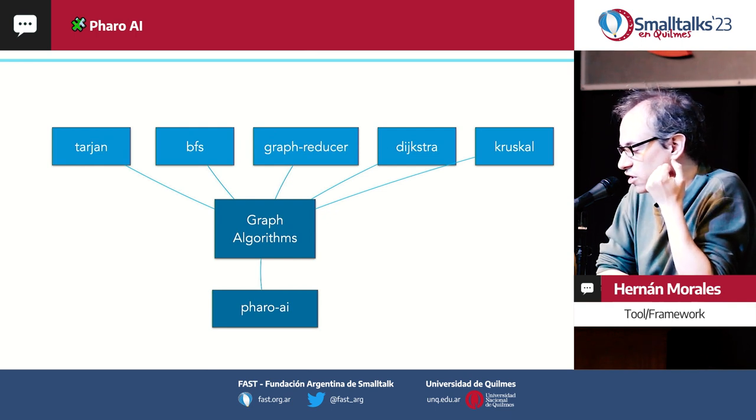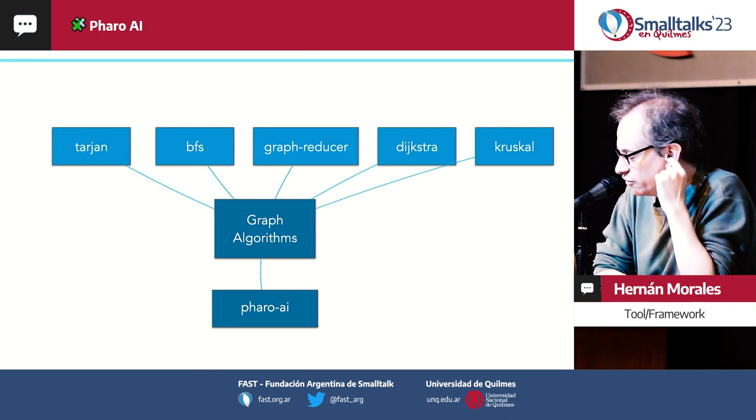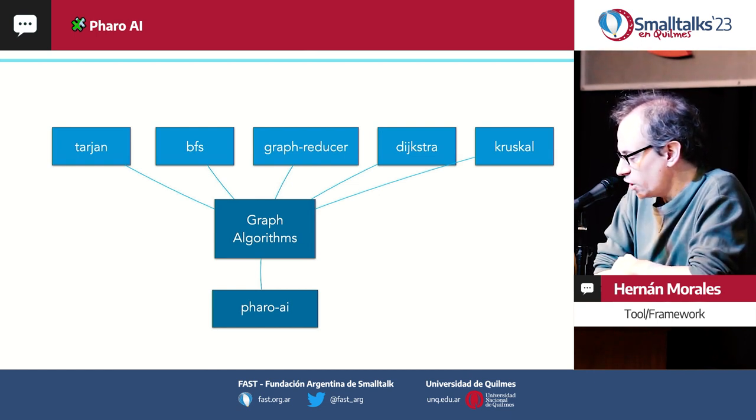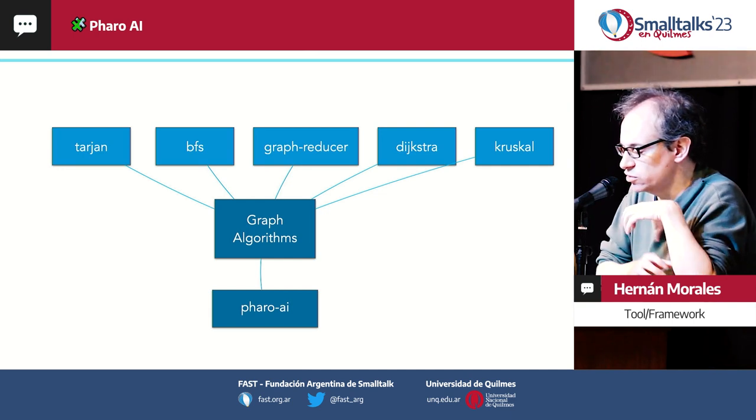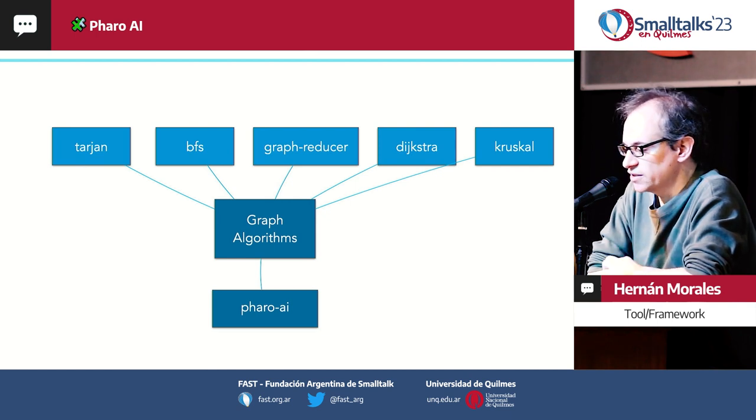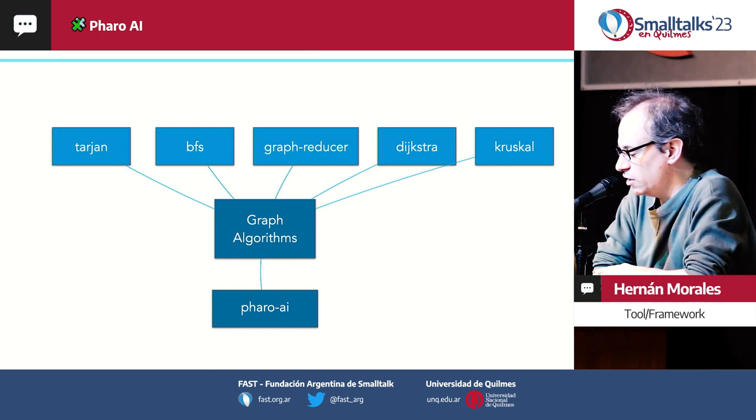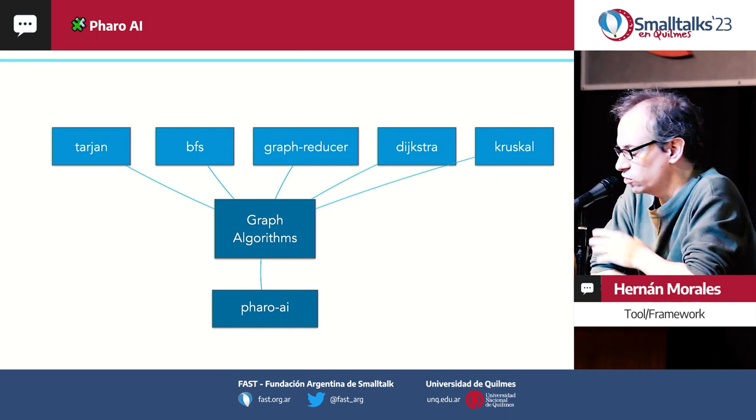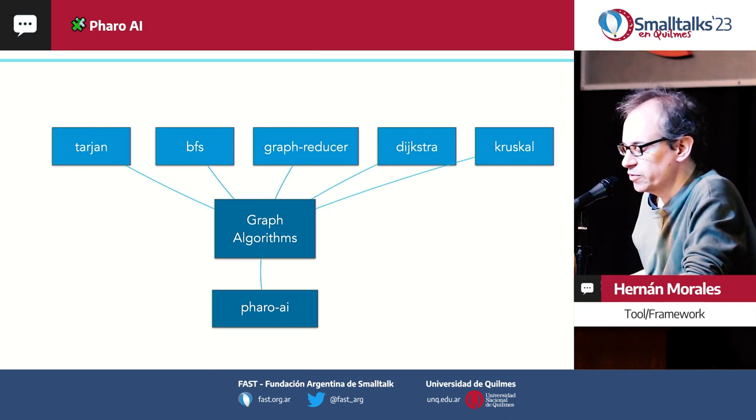And we have, of course, the graph algorithms: Tarjan, breadth first search, and graph reducer to merge all the strongly connected components in a graph into a single node. And we have Dijkstra for the shortest path of a weighted graph, and Bellman-Ford, for example, which is not mentioned here, and Kruskal. And we have also implemented topological sort.